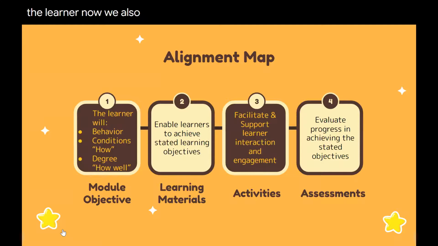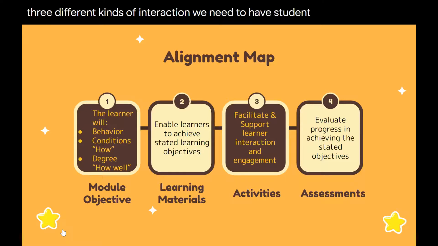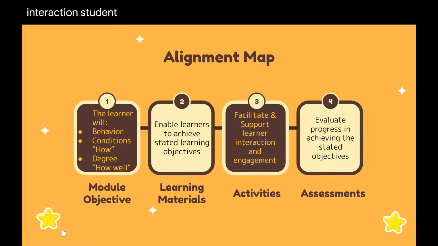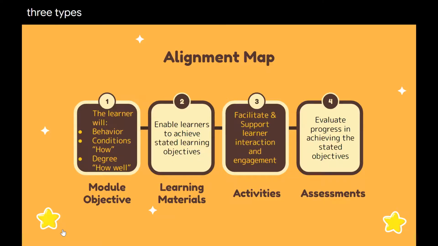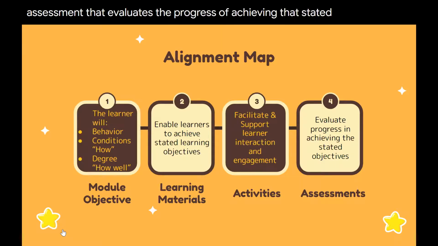Now, we also have to remember that in a course, we need to have 3 different kinds of interaction. We need to have student-to-student interaction, student-to-instructor interaction, and student-to-content interaction. So think about trying to have all of those 3 types of activities in your course. And then the last thing, of course, is your assessment that evaluates the progress of achieving that stated learning objective.